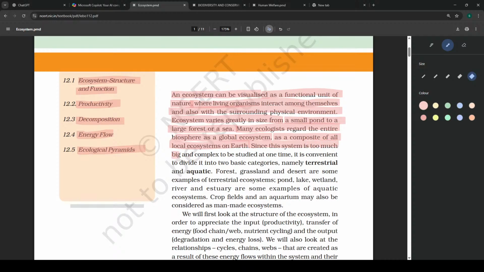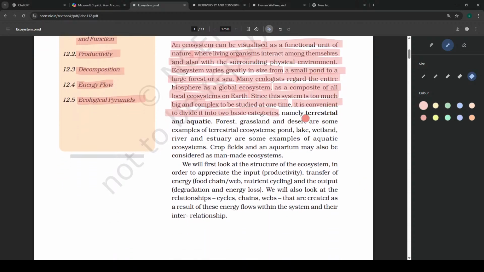Since this system is too big and complex to be studied at one time, it is convenient to divide it into basic categories, of which two are given for us: the terrestrial and aquatic ecosystems. Although we can consider the whole biosphere as a single ecosystem, it is hard to study it efficiently and usefully. So, for efficiency in studying it, we divide it into smaller ecosystems. And the first categorization is terrestrial and aquatic ecosystems.